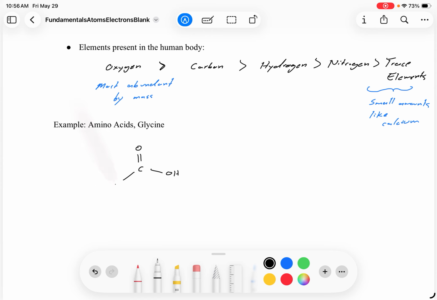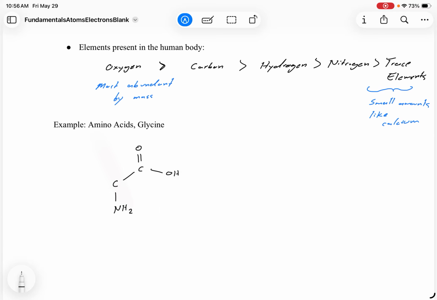This is a carbon. This carbon is bonded to an NH2 group, which we call an amino group. And we'll see that later on. And it's bonded to 2 hydrogens. So remember, carbon likes to make 4 bonds, and look at all these carbons. They're all making 4 bonds. So this is what you would call glycine.